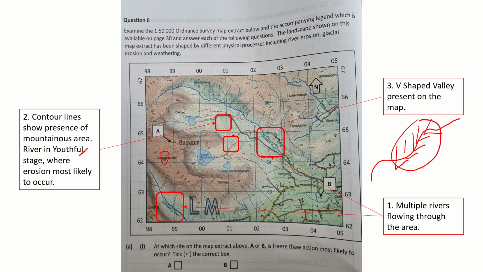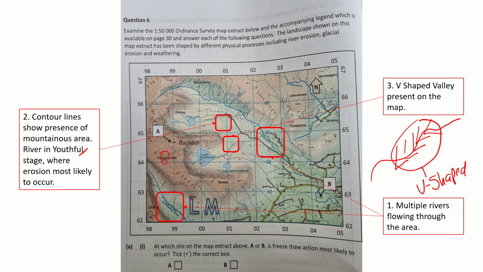So that presence there indicates that there's a V-shaped valley, and we know a V-shaped valley is formed from the processes of river erosion. So my three pieces of evidence here are that there are multiple rivers flowing through the area.